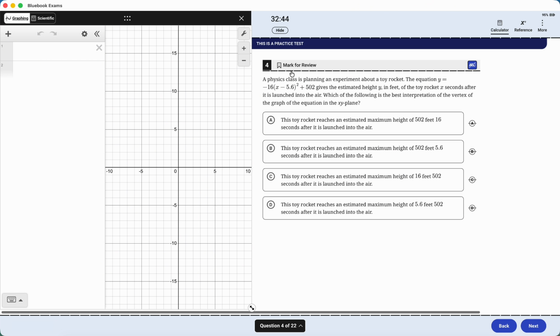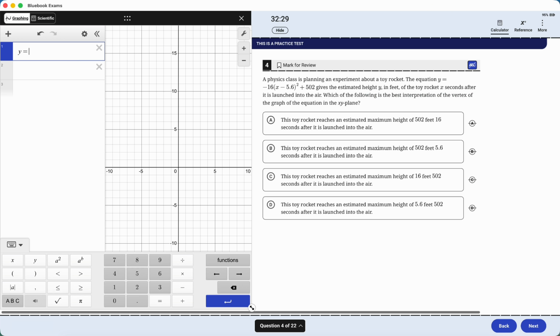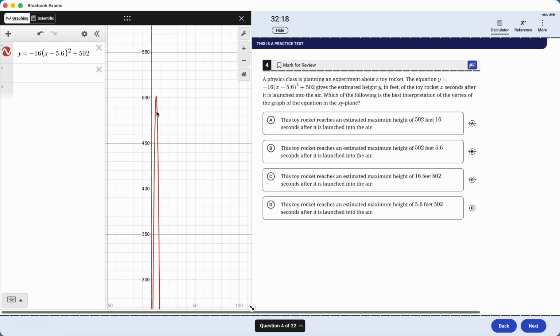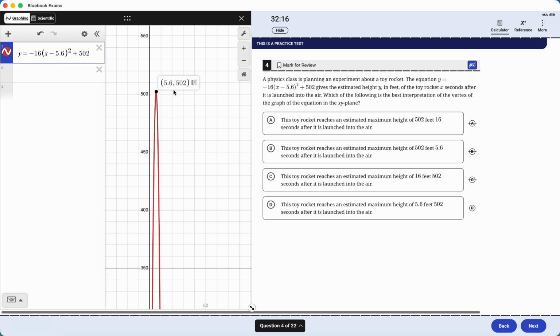Okay, next one. Physics class is planning an experiment about a toy rocket. The equation gives the estimated height y in feet of the toy rocket x seconds after it's launched into the air. What is the best interpretation of the vertex? We saw a question about vertex in module 1, right? It asked to find the minimum value. So you should already know that you can just type this into Desmos and click on the maximum or the minimum, right? So here it is. This is our maximum point in this case, right?